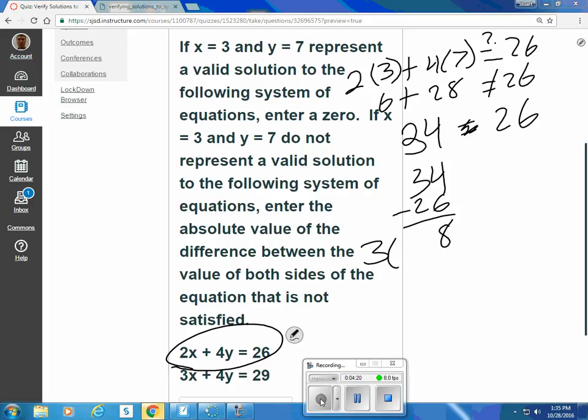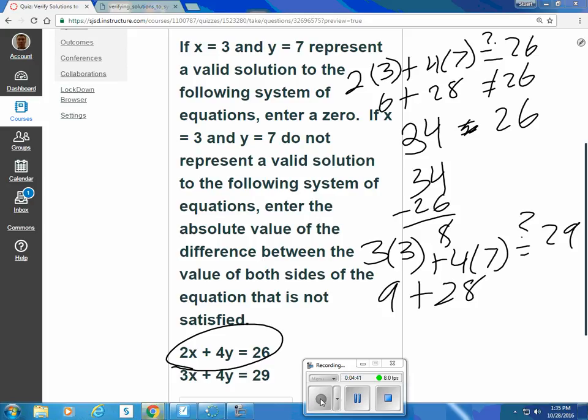When it says 3 times x, which is a 3, so 3 times 3 plus 4 times y, which is a 7, does that equal 29? And that would be 9 plus 28, and that would be 37, which does not equal 29, and the difference is 8. So it's the same for both of them. The difference is the same, so the difference that we enter is 8.